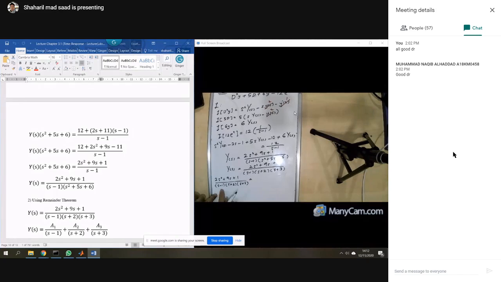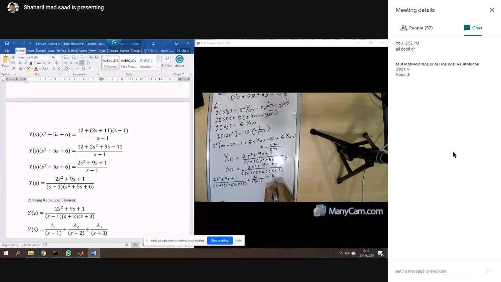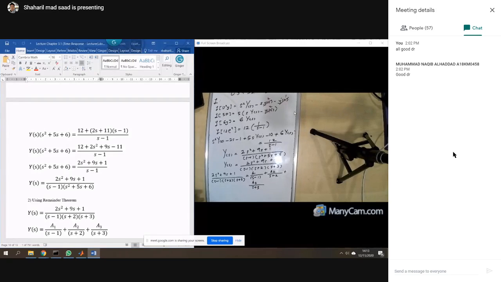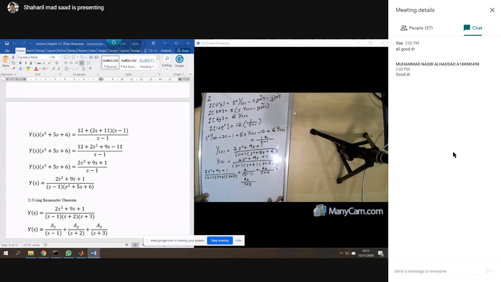So this one, there are three roots, right? Plus 1, minus 2, and minus 3 here. So you can make it A1 divided by s minus 1 plus A2 divided by s plus 2 plus A3 divided by s plus 3. Okay, done. So now we want to find the A1 value, A2 value and A3 value.